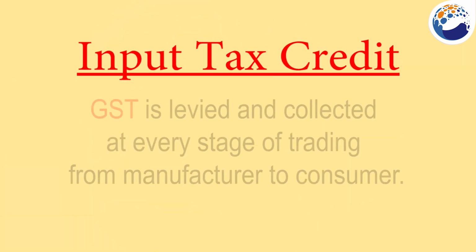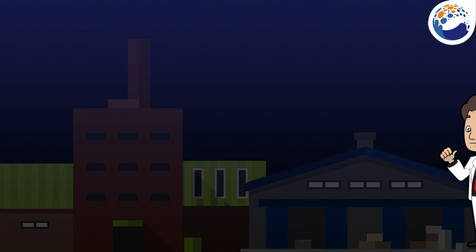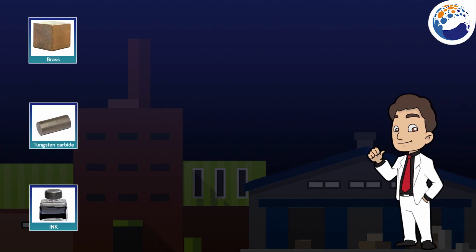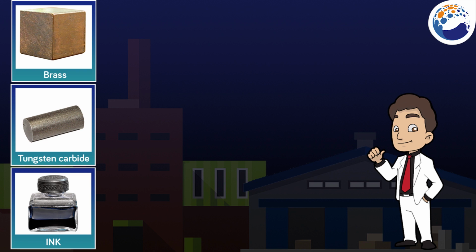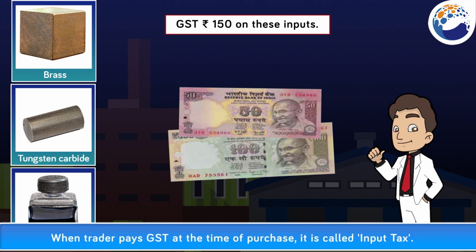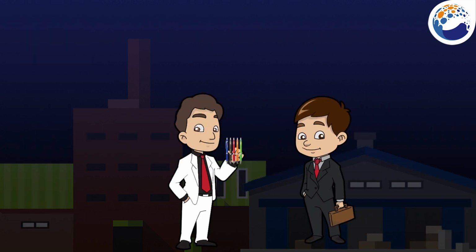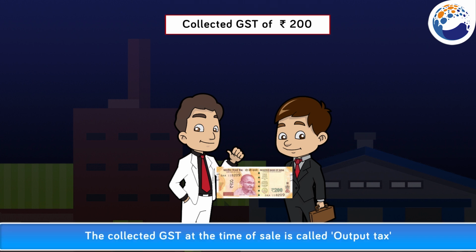Input tax credit. GST is levied and collected at every stage of trading from manufacturer to consumer. Suppose a pen manufacturer buys raw materials like brass, tungsten carbide, ink, etc. Let us assume that he has to pay a total tax of rupees 150 on these inputs. When a trader pays GST at the time of purchase, it is called input tax. Then on sale of pens, if he has collected GST of rupees 200, which is his output tax. The GST collected at the time of sale is called output tax.